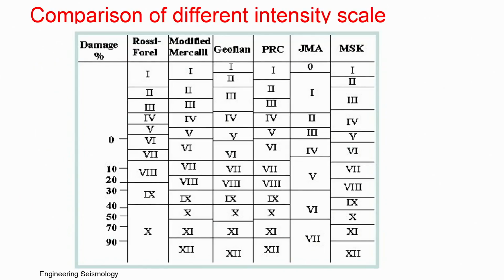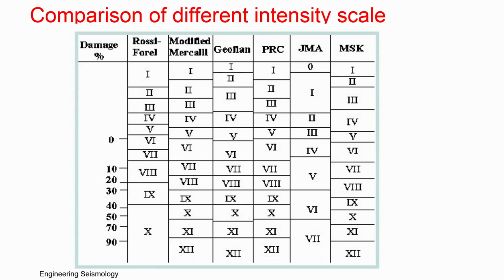You can also see the intensity scale and its respective damage level. You can see that more or less the 12 scales are similar, but the Japan scale is slightly different. For most of the scales, from intensity 5 and 6 onwards you can expect damage in the building. So that is a comparison, you can take it from here.